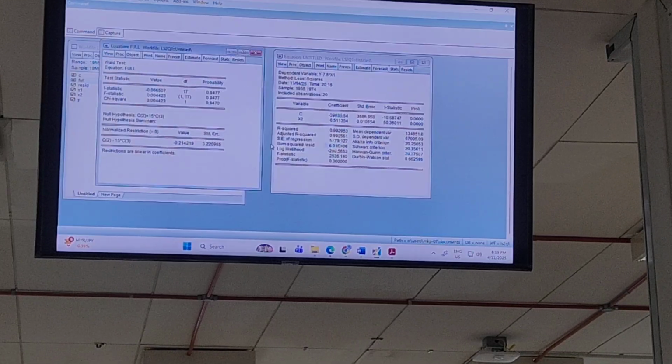So okay, you get your F statistic 0.004, p-value 0.94, then you can reject as well. Oh sorry, this one, do not reject. Do not reject.